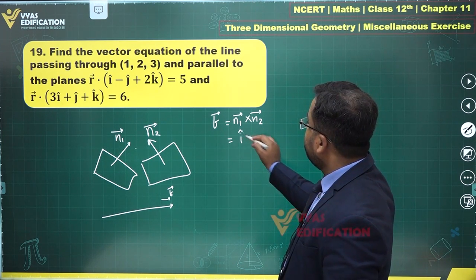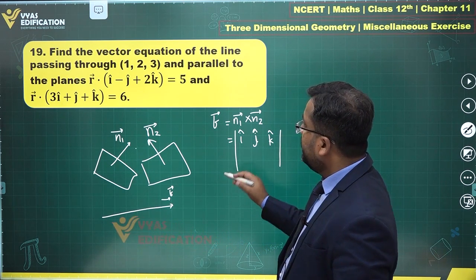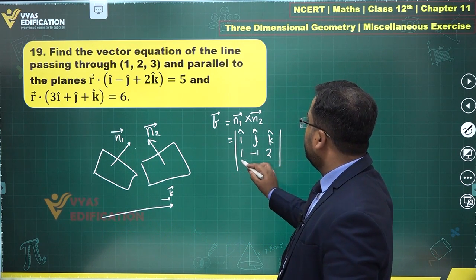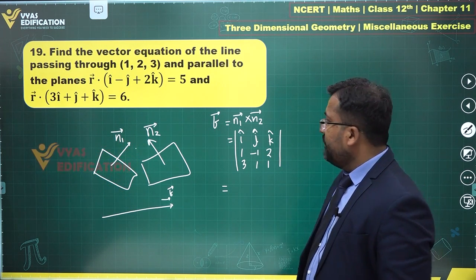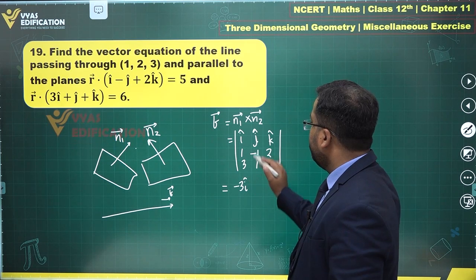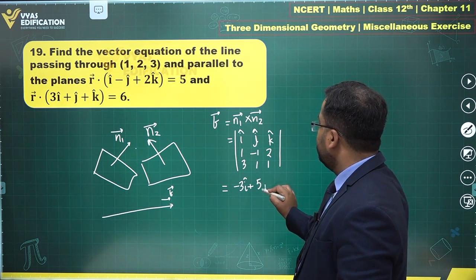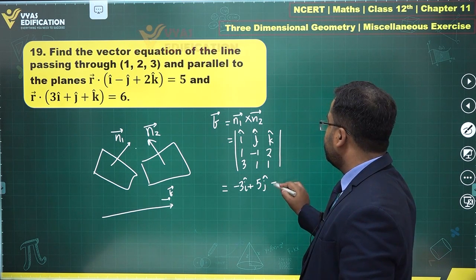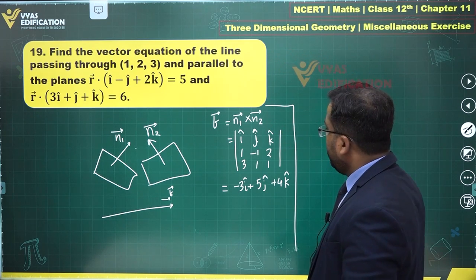N1 vector cross N2 vector is the determinant with I cap, J cap, K cap, then 1, minus 1, 2, and 3, 1, 1. What does that give me? This is minus 1, minus 2, which is minus 3 I cap. Then you have J cap, 1 minus 6, which is minus 5, that becomes 5 J cap. Then you have 1 plus 3, which is 4 K cap. This is the B vector for us.